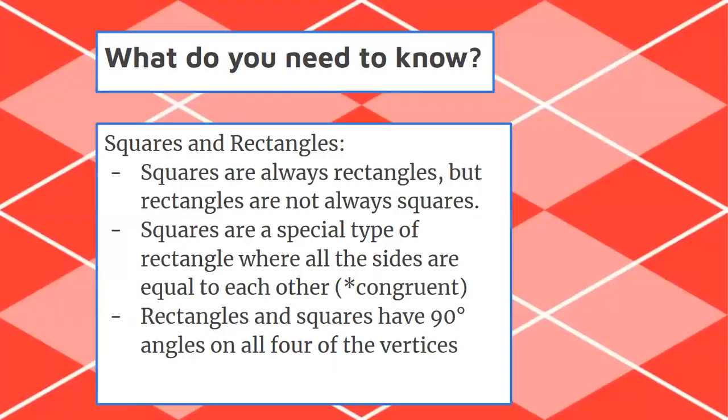So let's move on. What do you need to know about squares and rectangles? Squares are always rectangles, but rectangles are not always squares. This may be confusing, but stay with me. Squares are a special type of rectangle where all the sides are equal to each other, aka congruent. New word: congruent means equal, basically. And rectangles and squares have 90-degree angles on all 4 of the vertices, or all 4 of the angles.